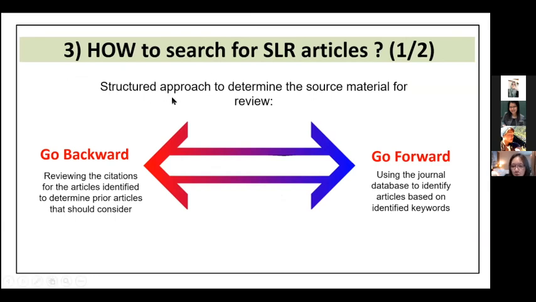The structured approach here can be divided into two methods. The first one is going backward, and also we have go forward. Go forward is very straightforward, meaning that you will search the journals using the database. You will identify the keywords. After you identify the keywords, you will use all the keywords that you found to identify what are the journals and articles that are available.